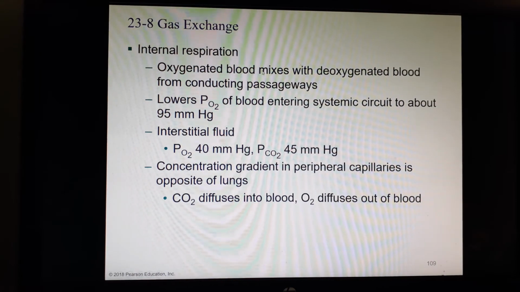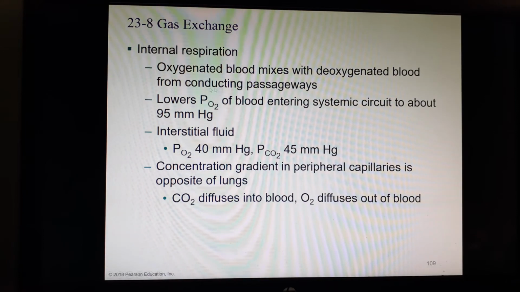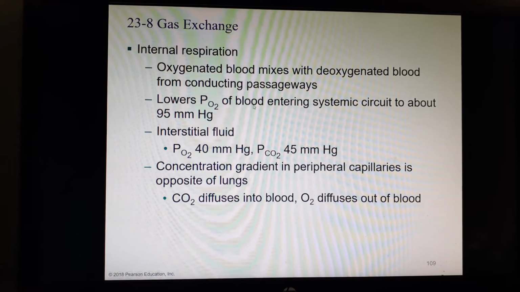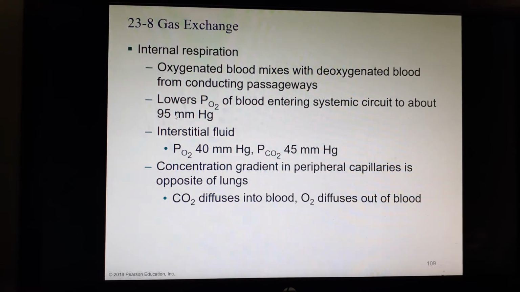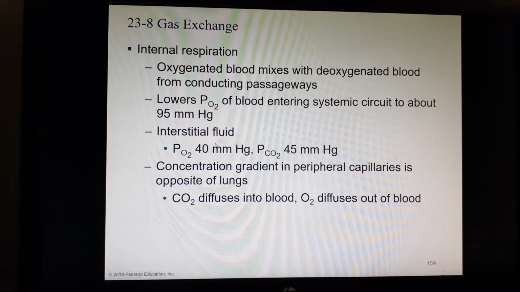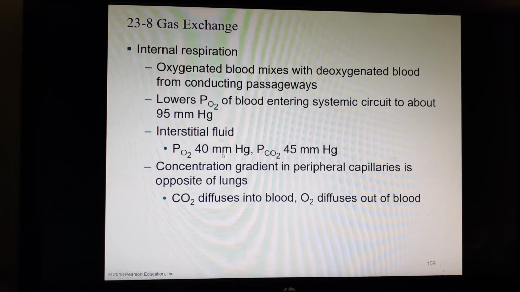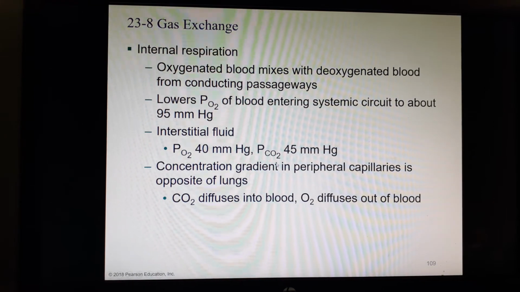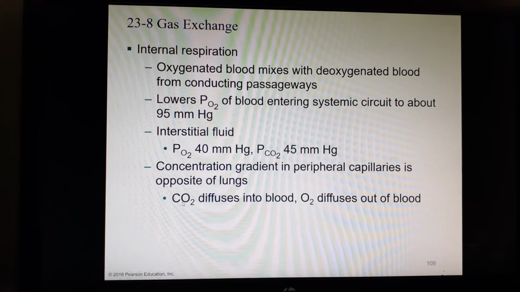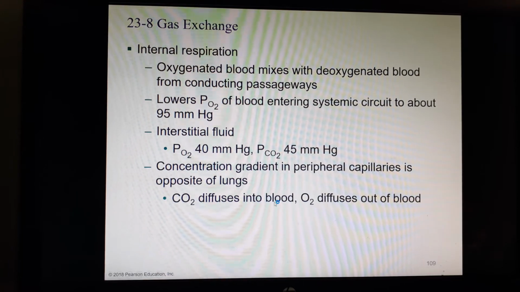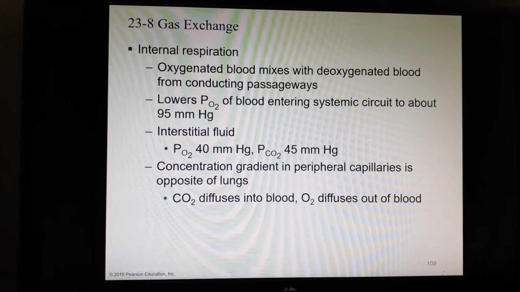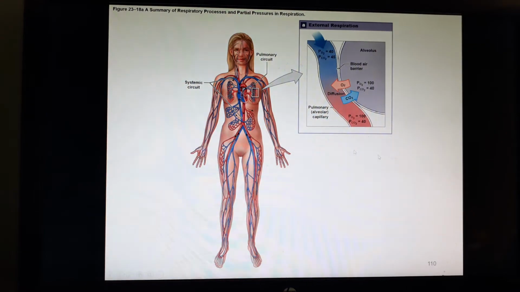So oxygenated blood mixes with deoxygenated blood from conducting passageways. This lowers the partial pressure of oxygen in blood to about 95. So we lose about 5 millimeters of mercury in this mixing. And then in the interstitial fluid, the partial pressure of oxygen is 40 millimeters of mercury, and the partial pressure of CO2 is 45. So this drives CO2 into the blood from the interstitial fluid and oxygen out of the blood into the interstitial fluid. So here's a little diagram up here to show that.